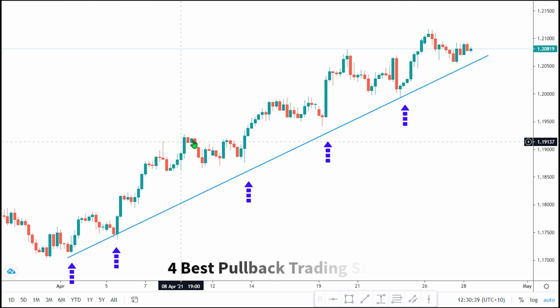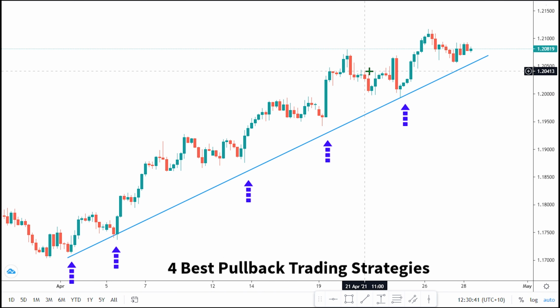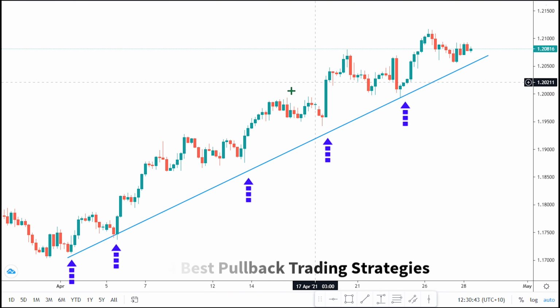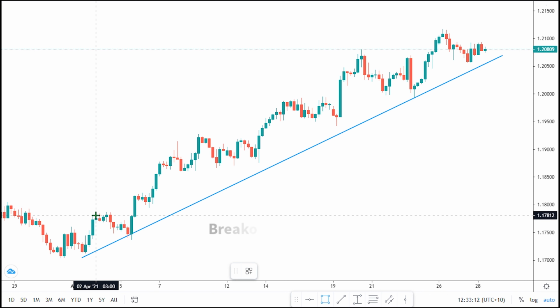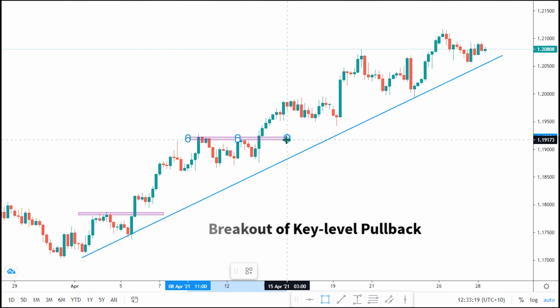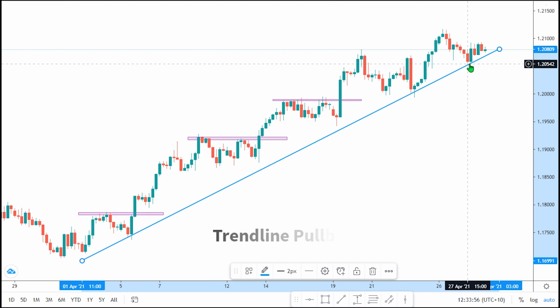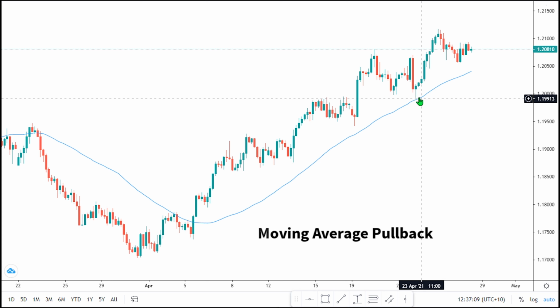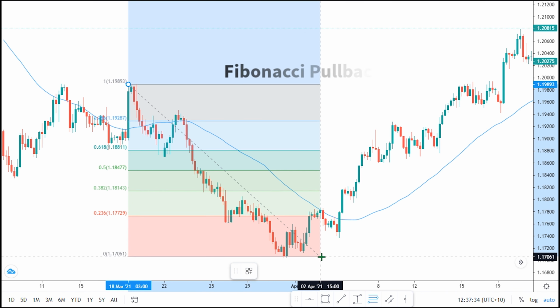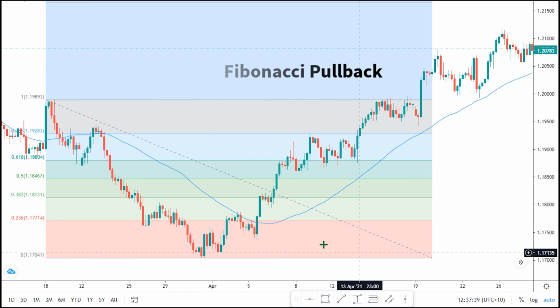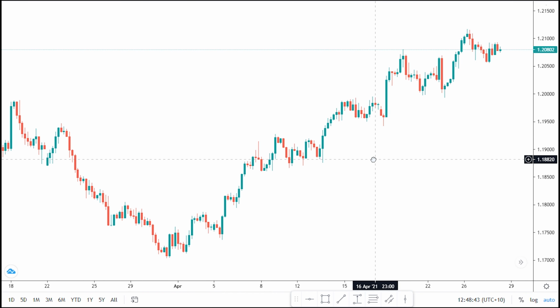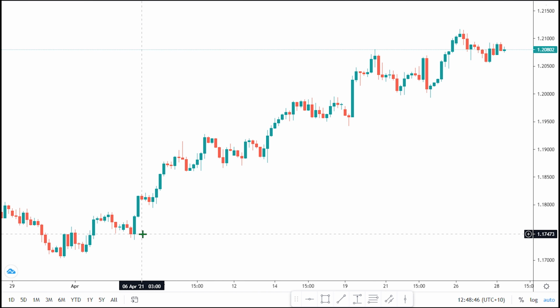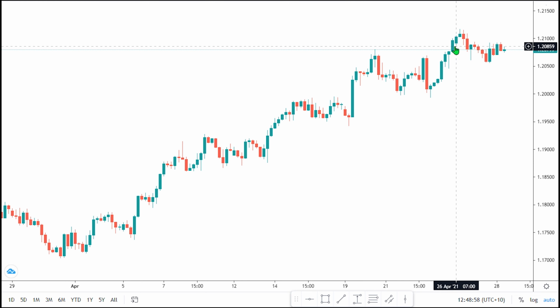There are 4 best pullback trading strategies to execute profitable trade setups in the market, and they are Breakout of Key Level Pullback, Trendline Pullback, Moving Average Pullback, and lastly, Fibonacci Pullback. Take note, to have a higher winning rate through application of any of these 4 pullback trading strategies, make sure you apply them to trade along with the dominant trend.